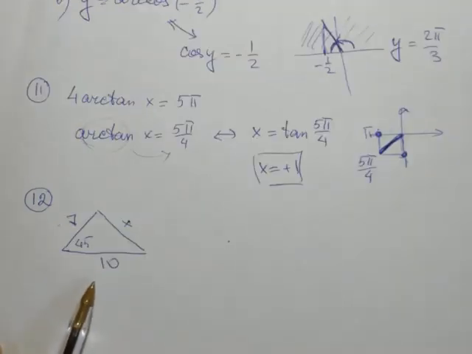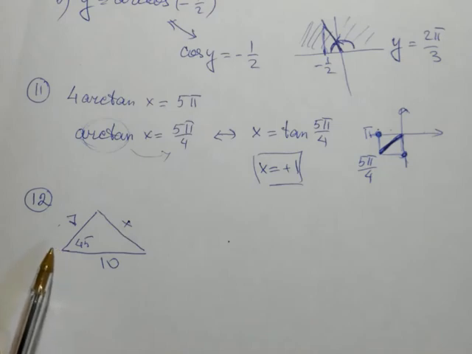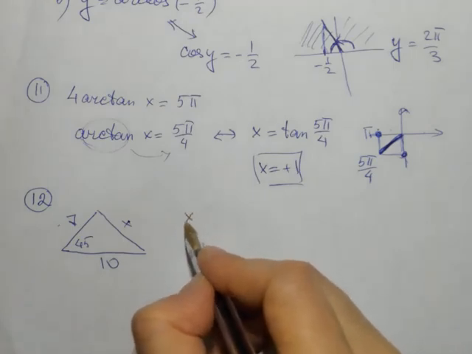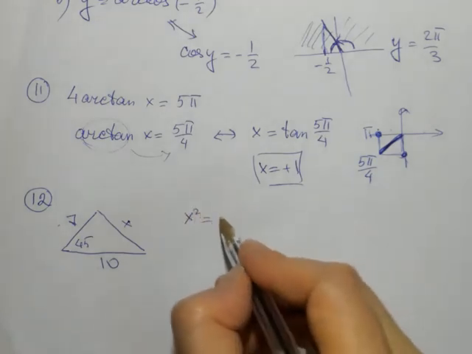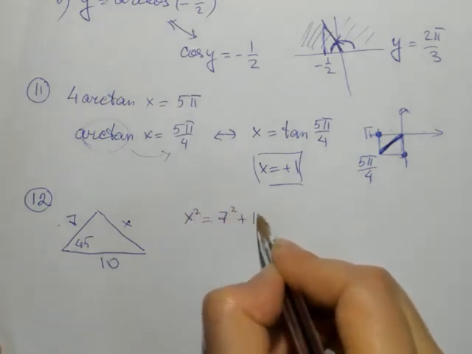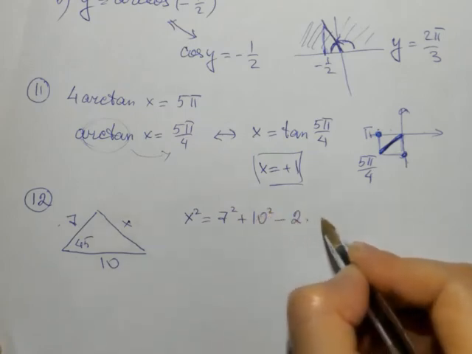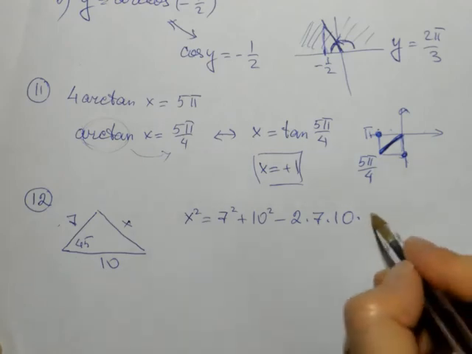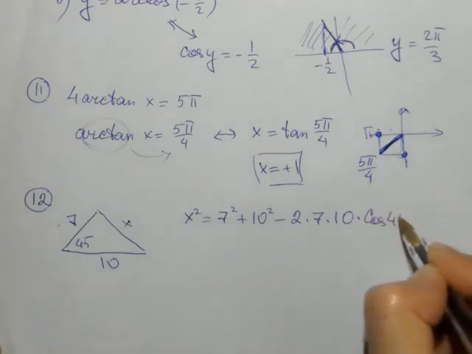In the following triangle, we want to find one of the sides given two other sides and the angle between them. It is a case for law of cosine, and we can write law of cosine for the side x. X squared equals 7 squared plus 10 squared minus 2 times 7 times 10 times cosine of the angle between them, cosine of 45 degrees.